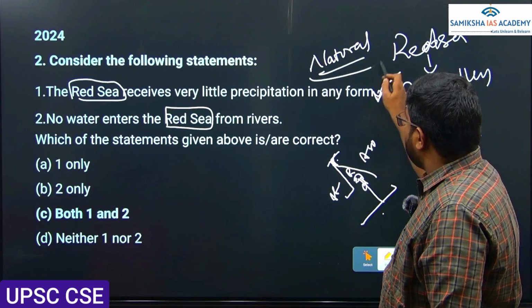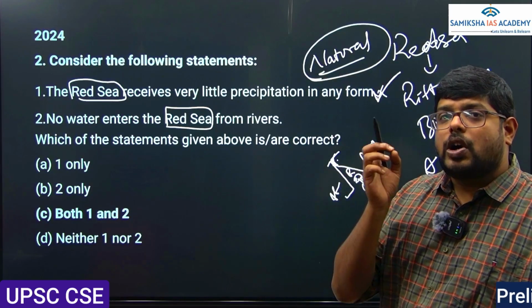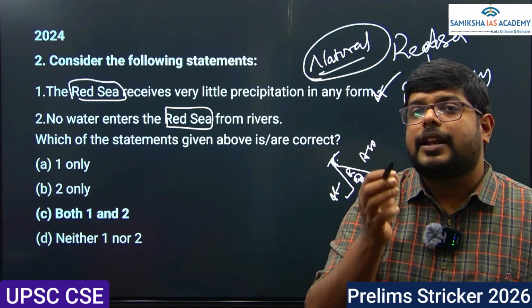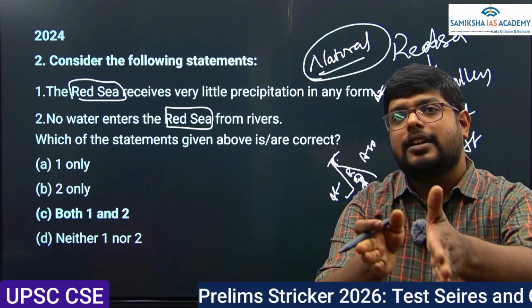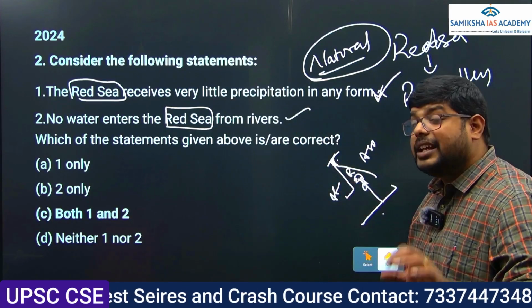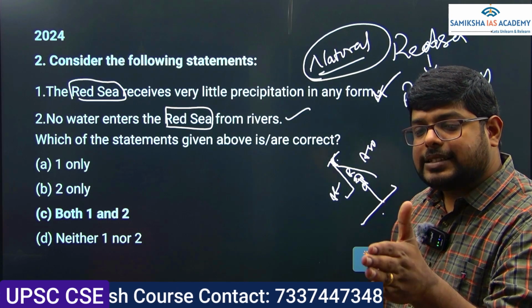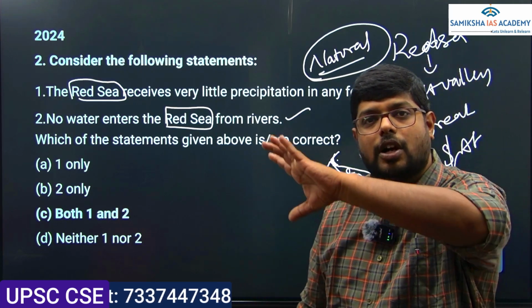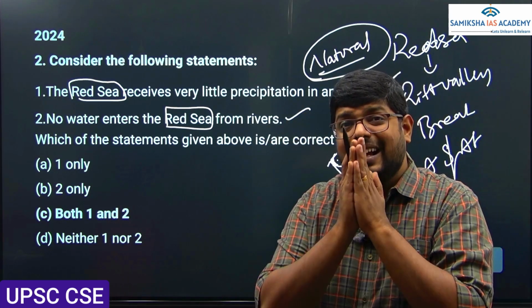Second, the Red Sea is not in the natural drainage, because no rivers are directed to it, right? Rivers don't have the Red Sea in their mind, so no river will be coming into the Red Sea. Again, the statement is correct. See here, the concept is that the Red Sea formed in between. The Red Sea is not from the starting. The Red Sea is a nature's mistake.